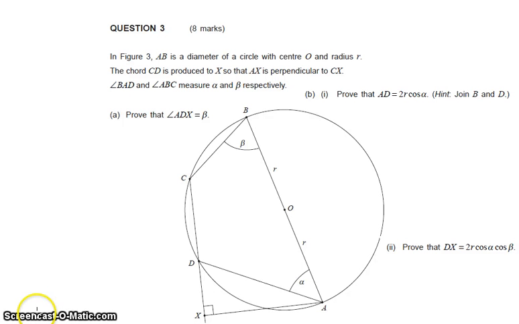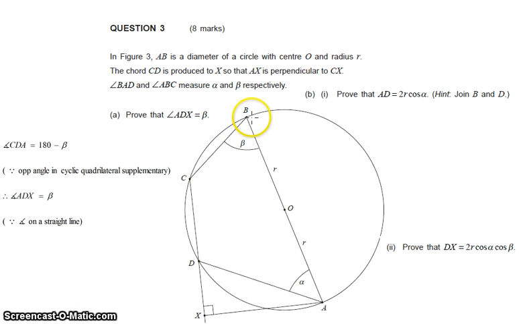Here's question 3 of the SACE Specialist Maths exam paper 2013. Now in part A, you are asked to find this angle, which is equal to beta. It's quite straightforward. As we know, for any cyclic quadrilateral, the opposite angles are supplementary. And this angle here is 180 degrees minus beta. It follows that this angle has to be equal to beta because of the angle on a straight line.